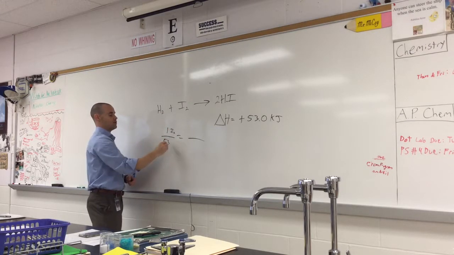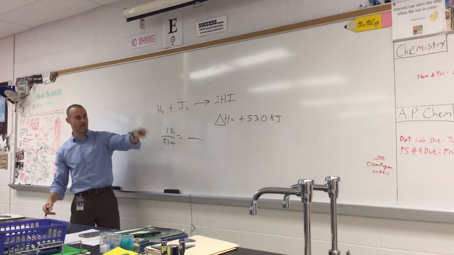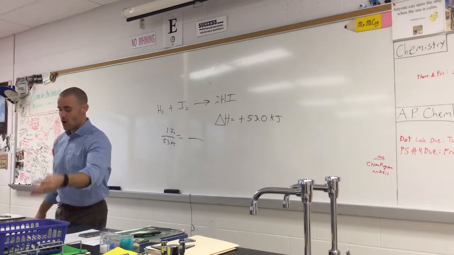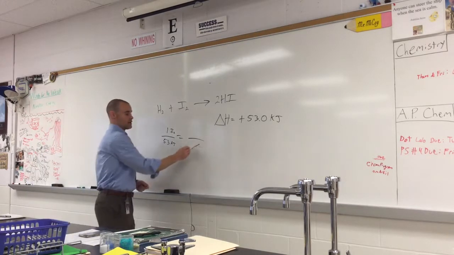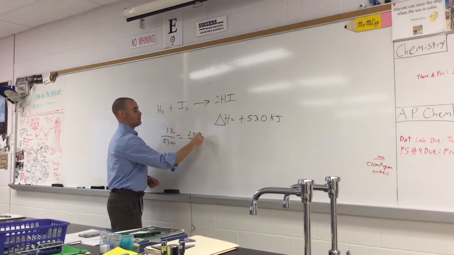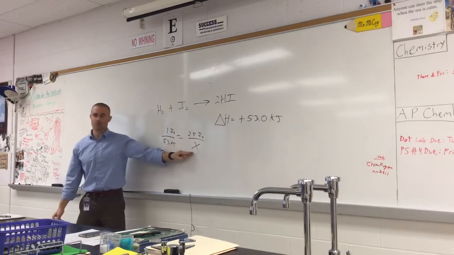So here's our I2, here's our kilojoules. We know 1 mole needs 53. The question is asking or telling you what is the value of delta H. So that's here. Delta H is on the bottom. If 2.5 moles of I2 react. Notice how I keep moles on top, delta H on the bottom.